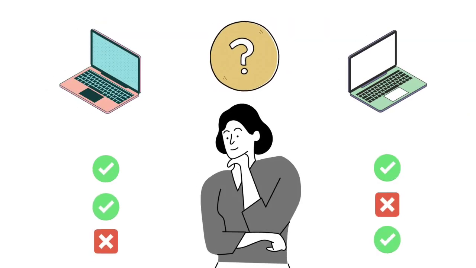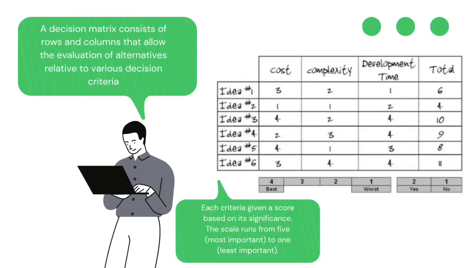Let me give you an example. You want to buy a new laptop, but you need to choose the right product based on the criteria that reflect the required features and that meet your needs. A decision matrix consists of rows and columns that allow the evaluation of alternatives relative to various decision criteria, and each criterion is given a score based on its significance. The scale runs from 5, most important, to 1, least important.